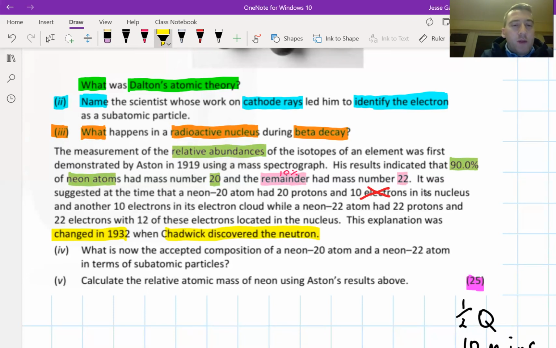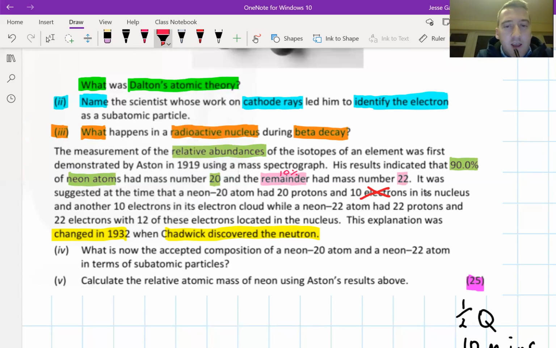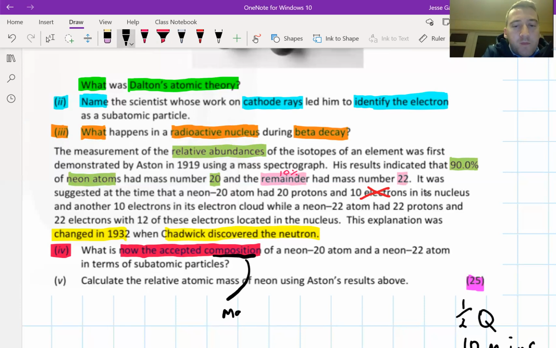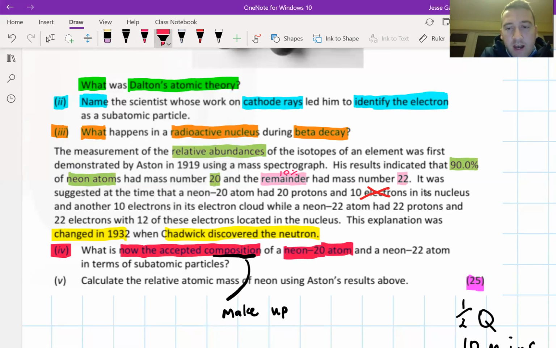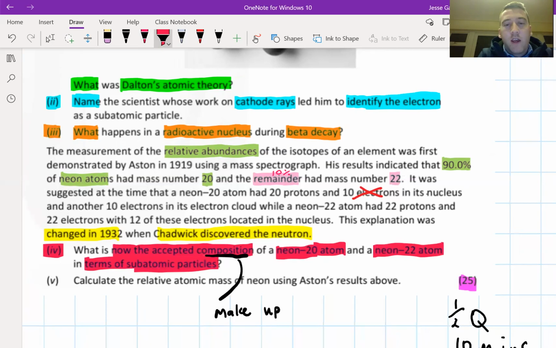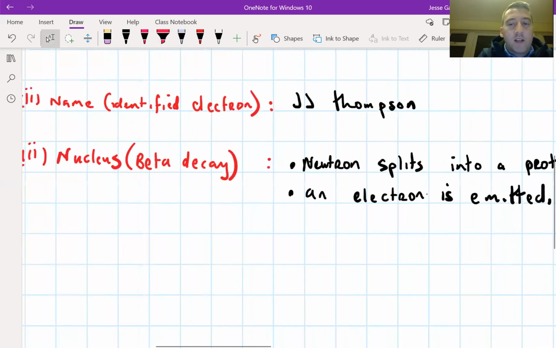Okay, so now that we've seen the blurb, it's time to look at what is the actual question. The question isn't actually in there, but some important information might be. So we're doing part 4. What is the now accepted composition? And this word composition, we should know, means makeup. What is it made up of? What is the makeup of a neon 20 atom and a neon 22 atom in terms of subatomic particles? Okay, so I need to say what subatomic particles are in a neon 20 and a neon 22 atom.